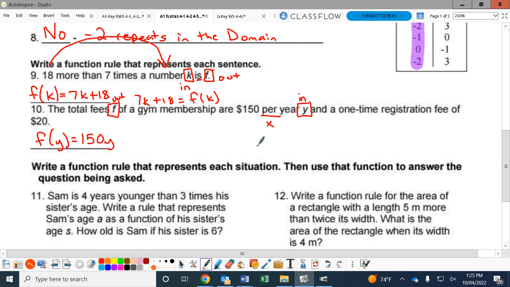And then, and a one-time registration fee of $20. How do you write the and $20? Plus 20. Because you have to pay that in addition to the 150 per year. You have to pay that actually to register. There you go. Now you could flip the f of y. If you wrote 150y plus 20 equals f of y, I would take it, but not flipping these two. Good questions, guys. Keep them coming.